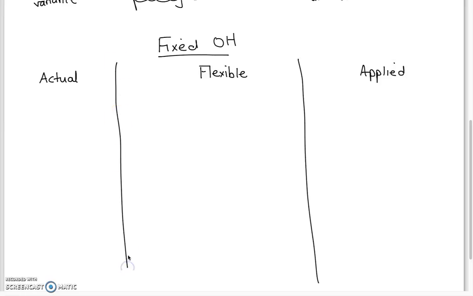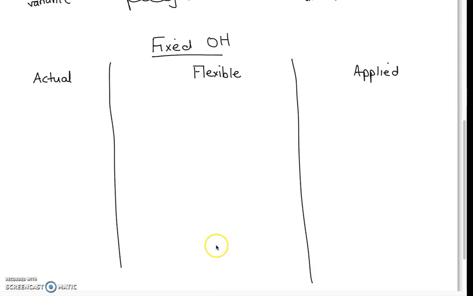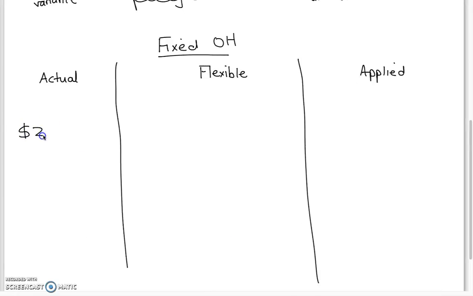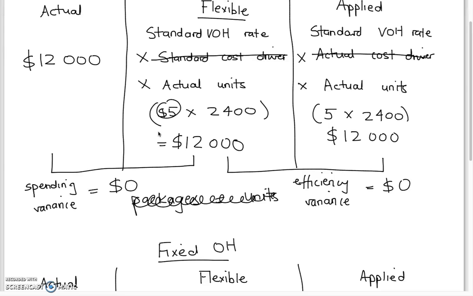Now let's get started. So again, your actual is going to be given to you. It's right over here, 24,920. That is given to you, 24,920. Your flexible, okay, so when it comes to fixed overhead, you're not really following the same formula as for variable overhead rate, and there's a good reason for that.